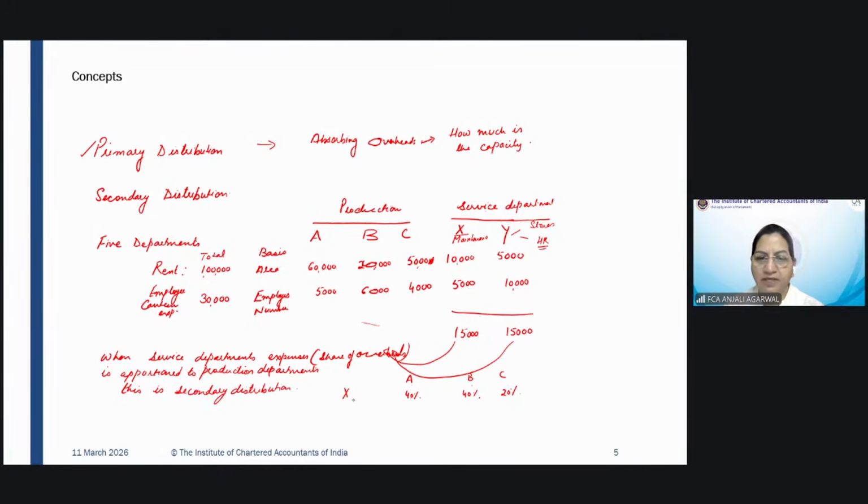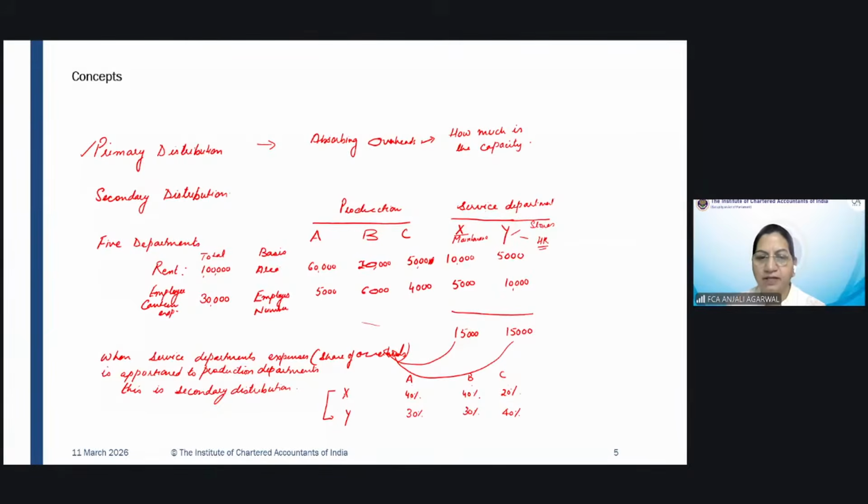So X department expenses overheads are apportioned between A, B, and C in the percentage of 40%, 40%, and 20%. And Y department's expenditure is given to ABC in the ratio of 30, 30, and 40. So 3:3:4. So this is a simple case where the benefit of X and Y, the service department benefit, is reaped by only the production department.